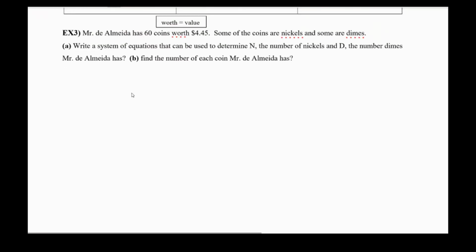In this example, Mr. De Almeida has 60 coins worth $4.45. Worth means value. So that means 60 coins totaling $4.45. Some of the coins are nickels, which we know is 0.05, and some are dimes, which we know is 10 cents or 0.10. Write a system of equations that can be used to determine n, the number of nickels. So right there we see the variables being given.